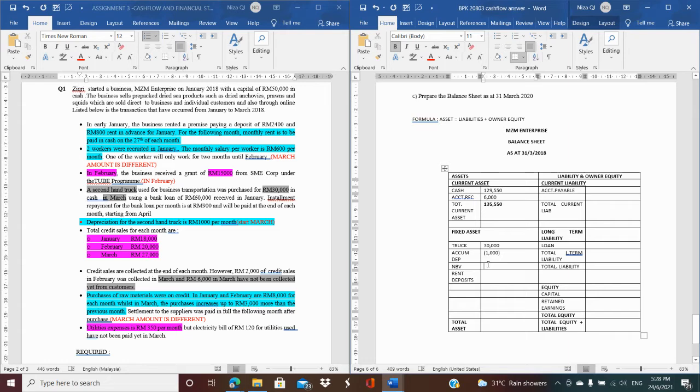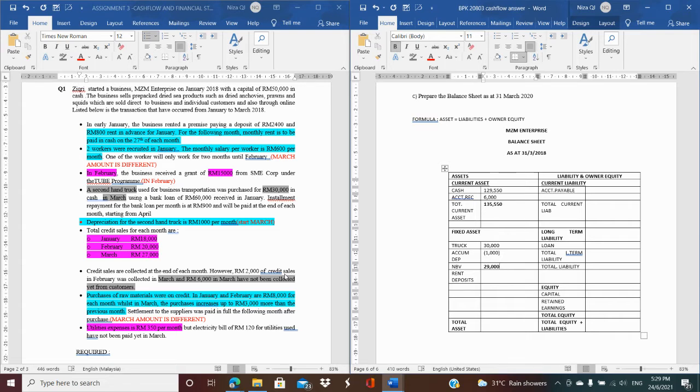Okay, so 30,000 minus 1,000, so the net book value will be 29,000. So we're going to use the net book value to add up. So that is for depreciation. Now, are there any other fixed asset?